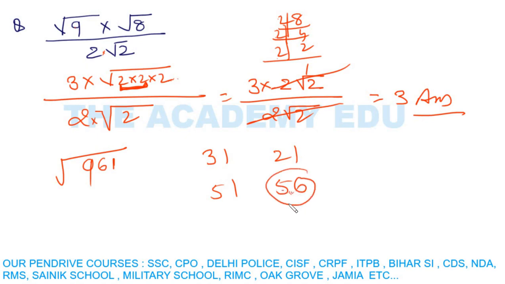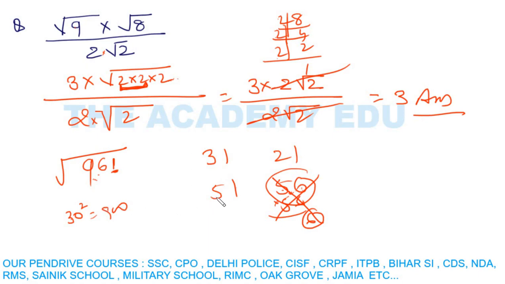Take the option 56 and multiply 56 by 56. At the unit digit, 6 times 6 is 36, so the unit digit is 6. But here the unit digit is 1, so this is outright wrong. Now we have 51. What is the square of 30? 3 times 3 is 9 and double 0, so 900, and 961 is above 900. So the answer may be greater than 30.